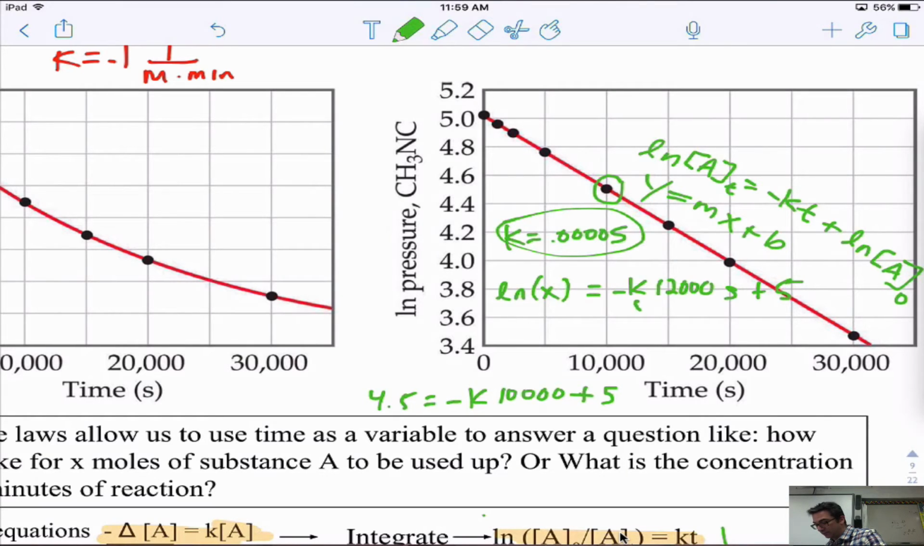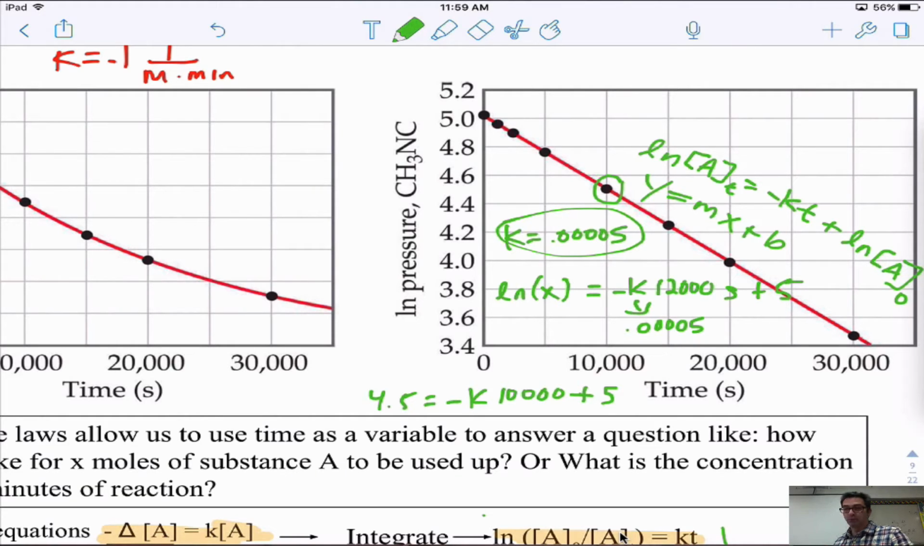Now I can take this value and plug it in right here, 0.00005, and I could solve for my ln of x. So I times that by 12,000: 0.00005 times 12,000 plus 5, and I get 5.6. Sorry, that's not right. So we have 5 minus 0.6.